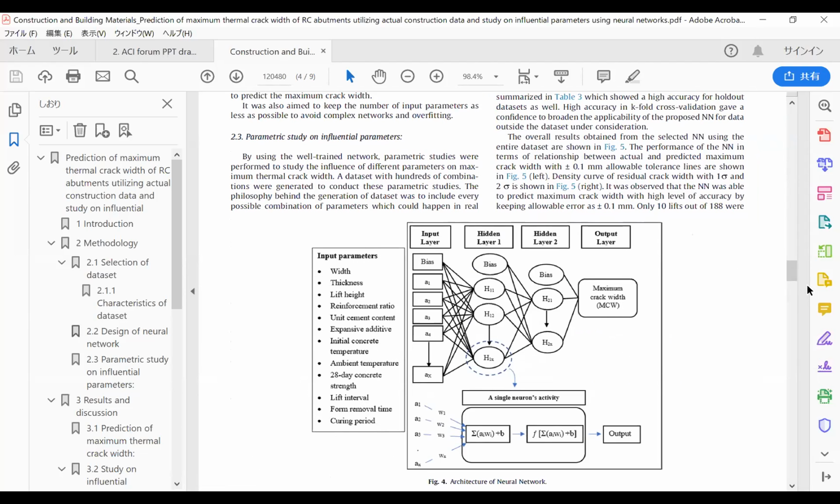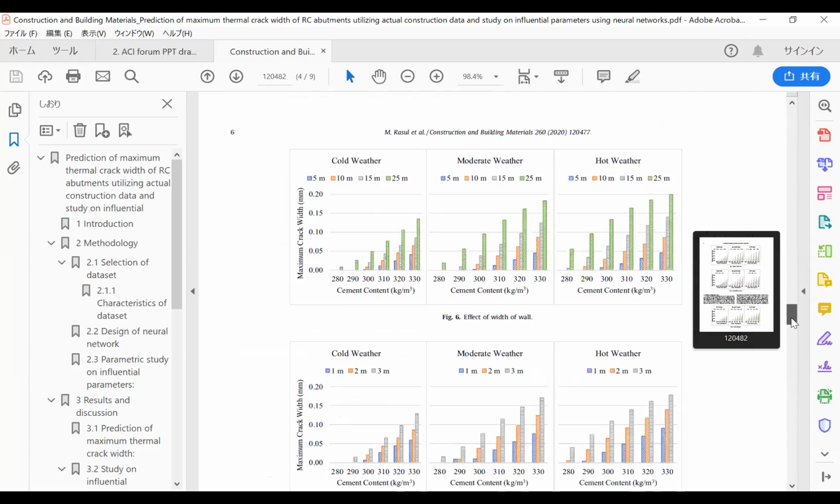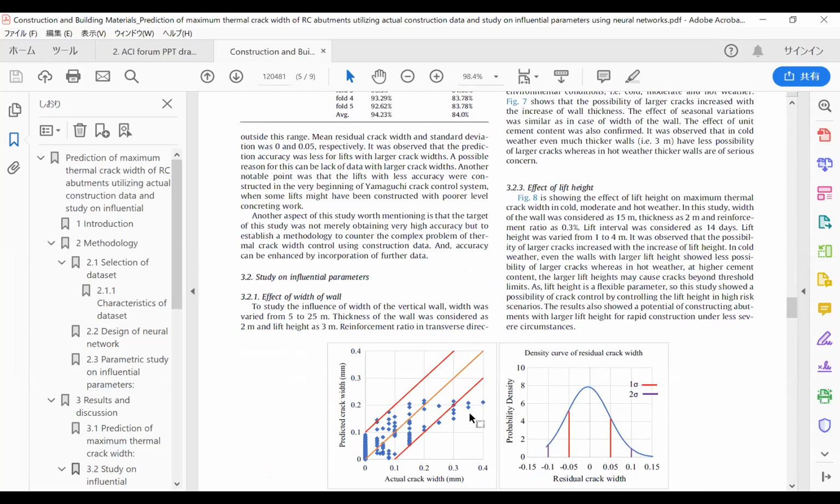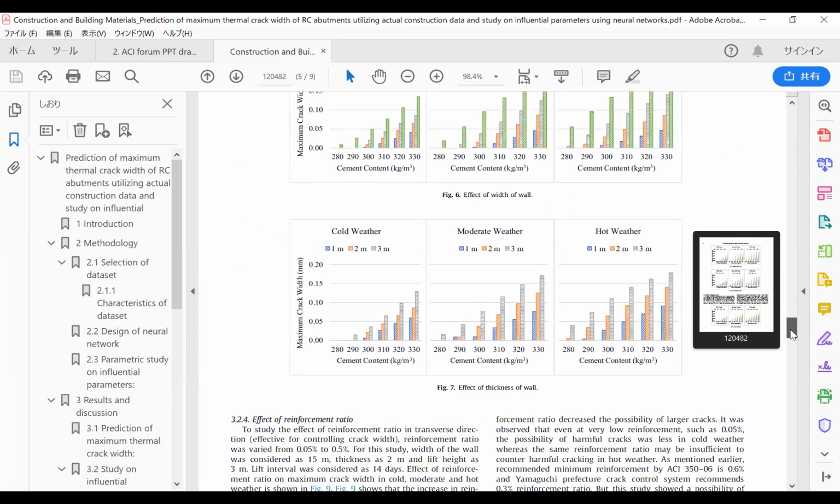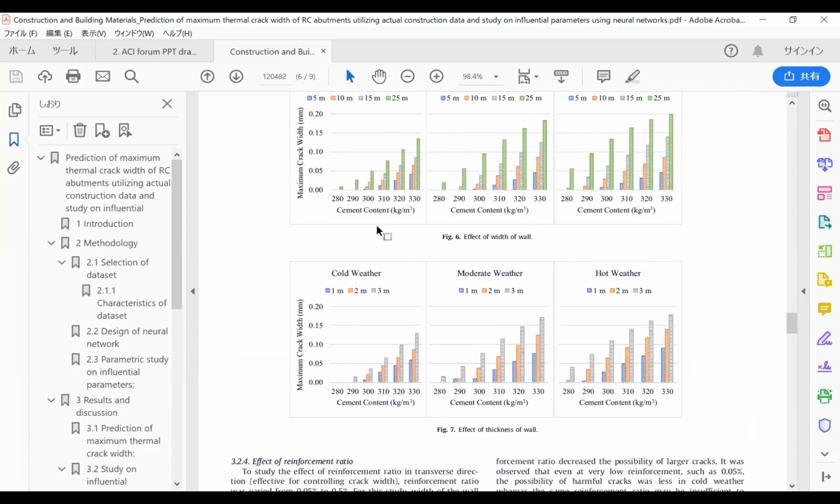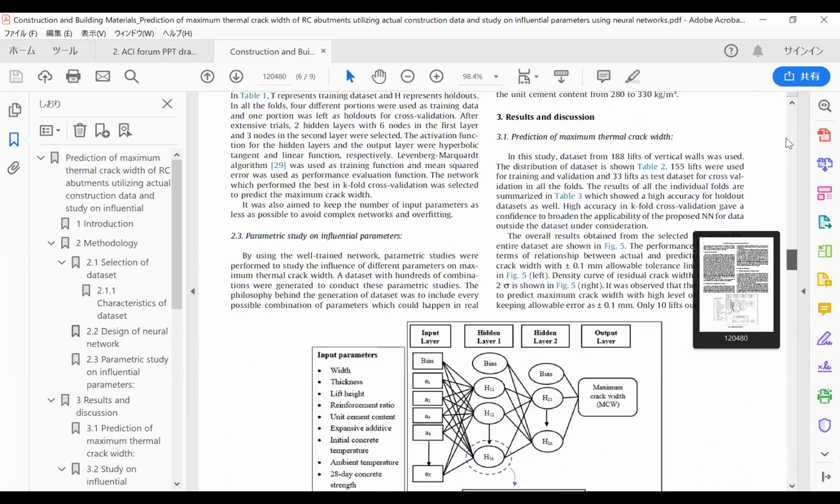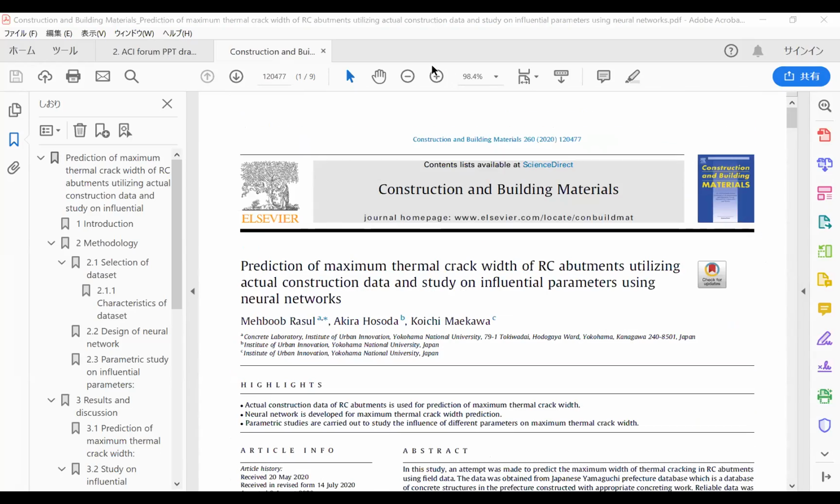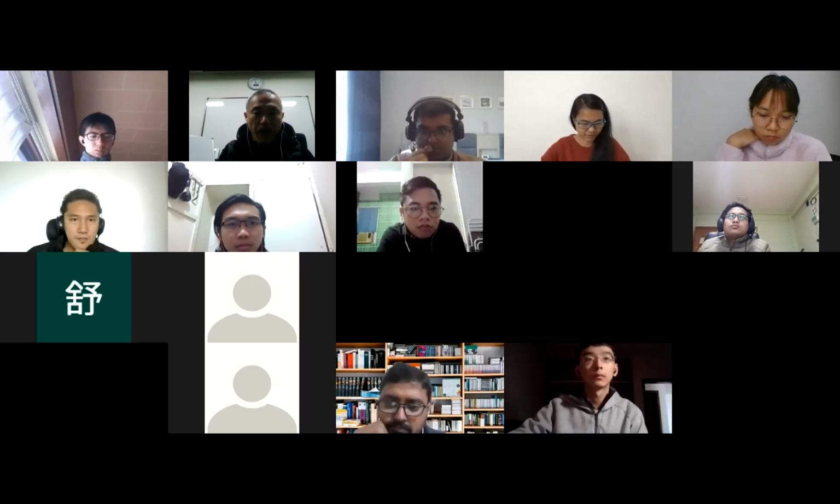He succeeded in predicting using that machine. He investigated the effects of influential factors like cold weather, moderate weather, hot weather, or unit water content, etc. But anyway, if you're interested, you can study this one. Okay, then I'll go back to your question.